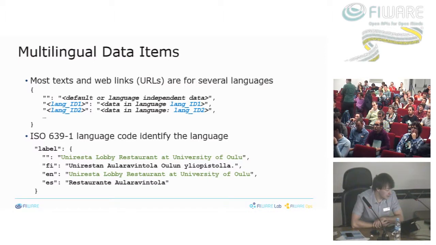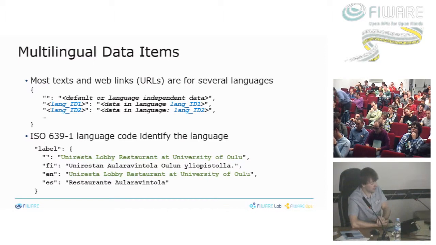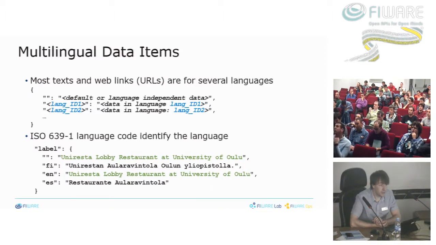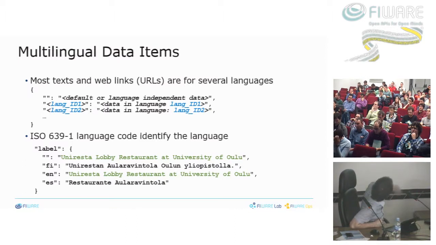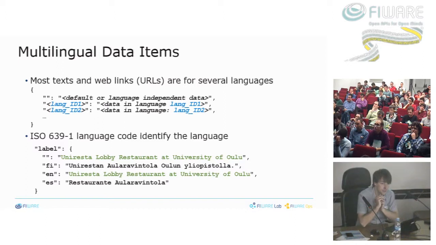So for the POIs, there are multilingual data items. Some properties of the POIs, like the label, is not simply one string. Instead, it is an object that has several properties with the ISO language code as properties, and then a string in the respective language to have, for instance, several translations of this label available in one place. Moreover, there is an empty property to give a language independent name of this place, for instance. And the example with the label is right below.